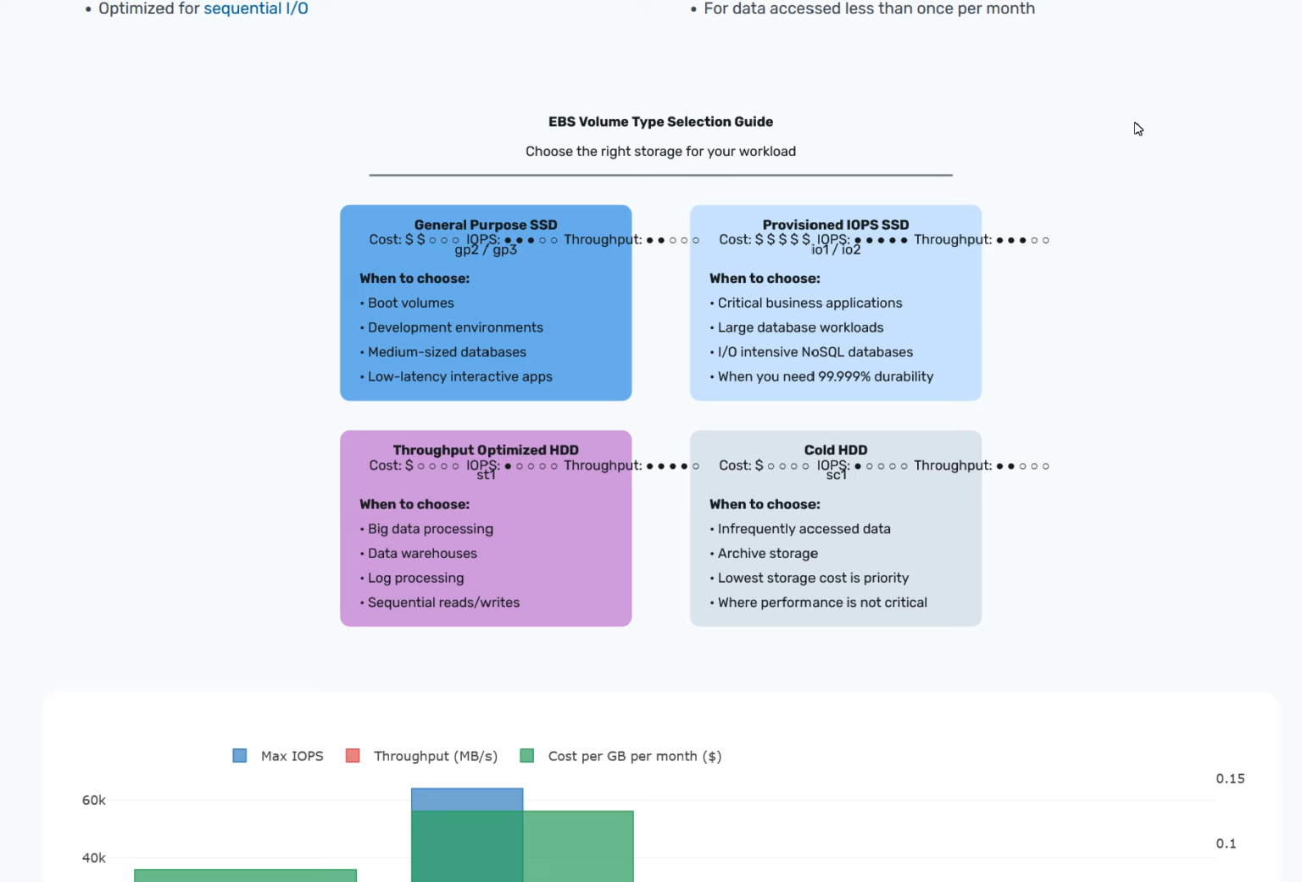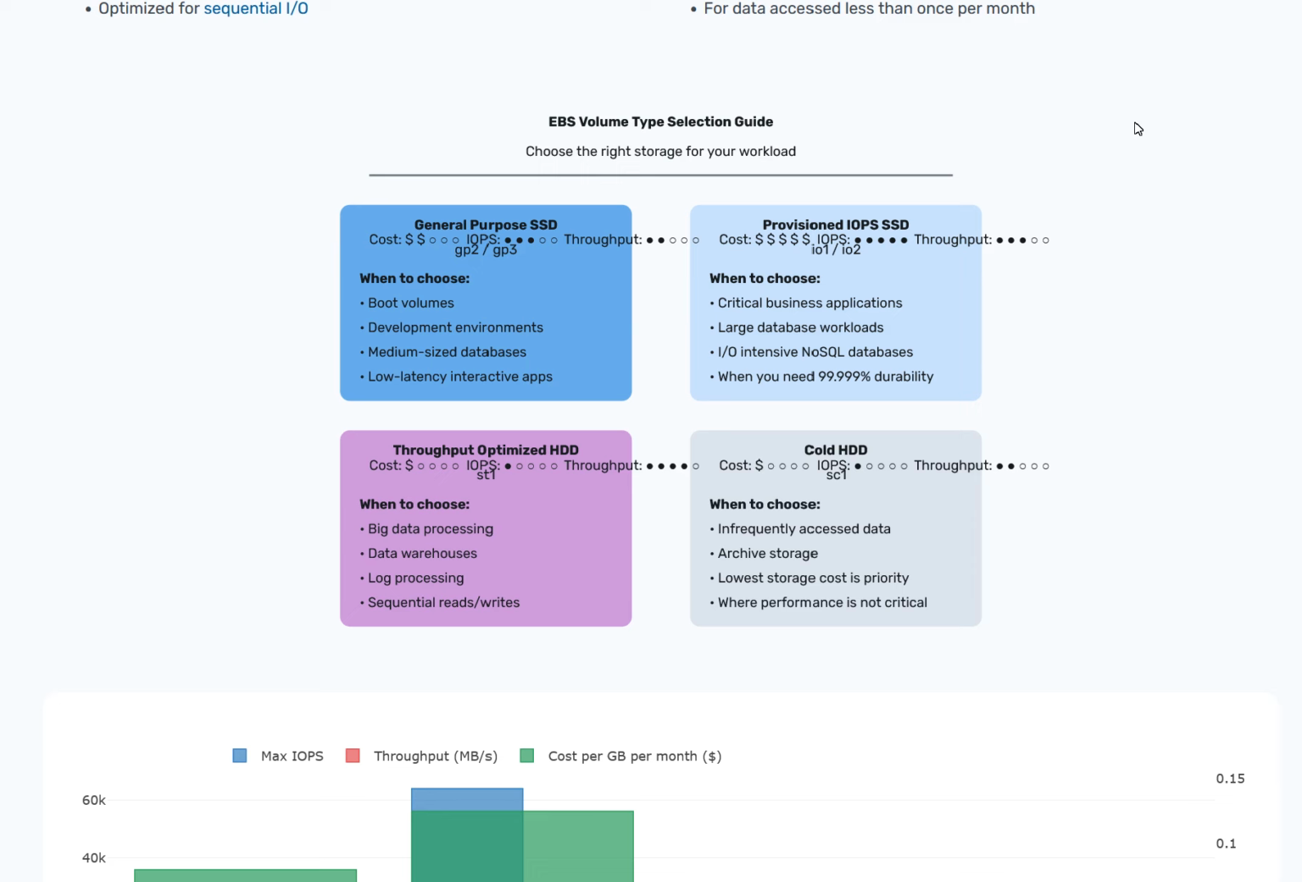And then right-hand side, you can see the provisioned IOPS. The cost is 5 out of 5. IOPS is 5 out of 5. Throughput is 3 out of 5. So when to choose: critical business applications like OLTP workloads, large database workloads, input-output intensive NoSQL databases, when you need 99.999 durability. Remember the game in leaderboards and other stuff.